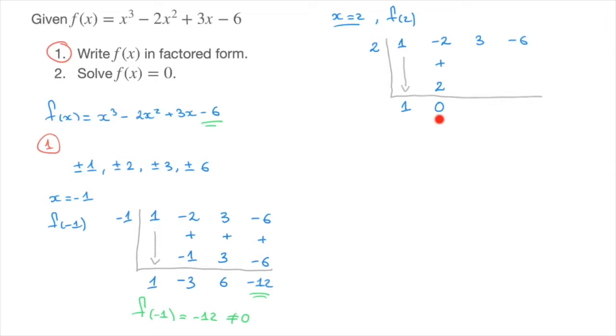I now multiply 0 by 2, which equals 0, and I now add 0 to the 3 above it. So that's 3 plus 0, which equals 3. I now multiply 3 by 2, that's 2 times 3, which is equal to 6. And finally, I add this 6 to the negative 6 above it. So that's negative 6 plus 6, which equals 0.